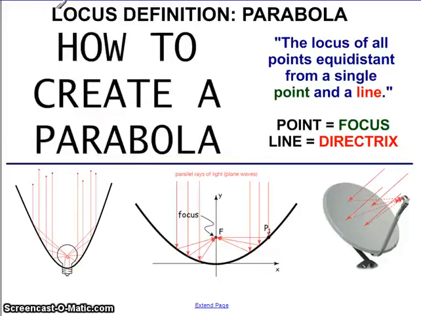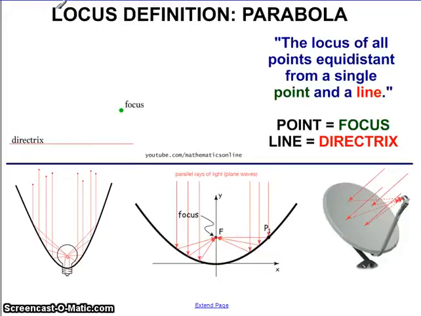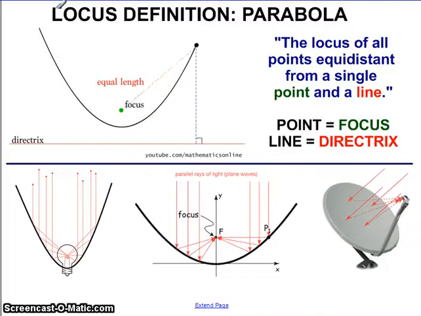Now we're going to take a look at graphing parabolas. So we'll start with the locus definition. Again, this is a geometric construction. The idea is that we have a focus point and a line and a point between them. If we move that point around, as long as that point is the same distance from the focus as it is from the line, then that point is on a parabola.